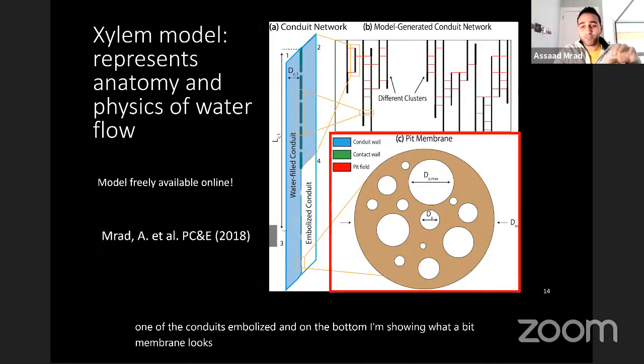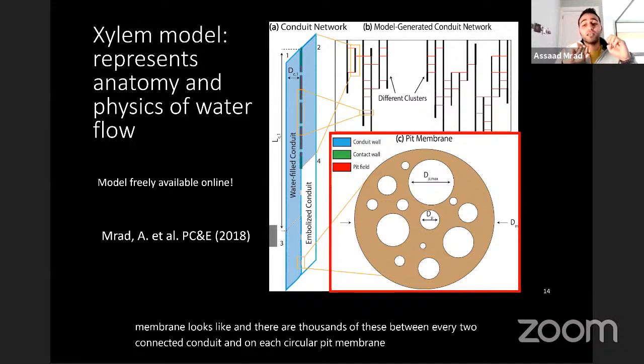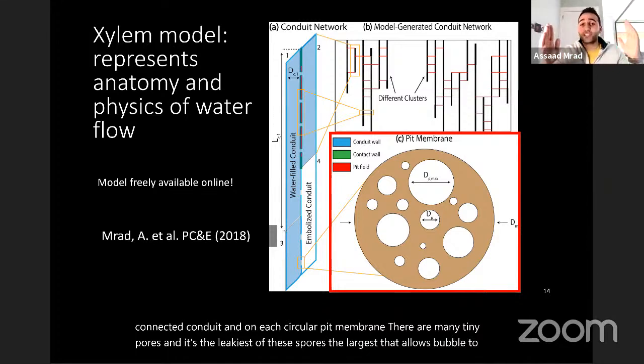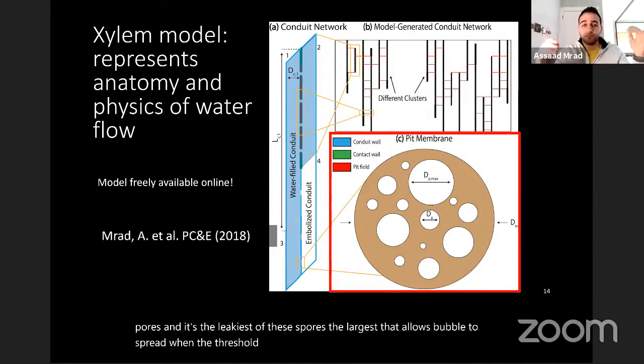And there are thousands of these between every two connected conduits. And on each circular pit membrane, there are many tiny pores. And it's the leakiest of these pores, the largest, that allows the bubble to spread when the threshold pressure is exceeded.